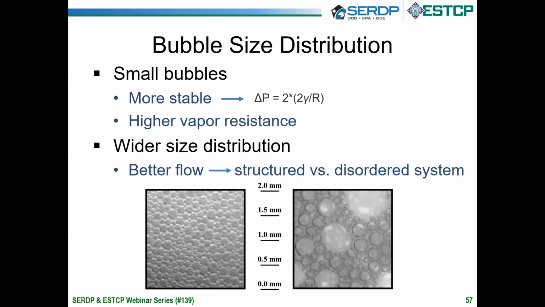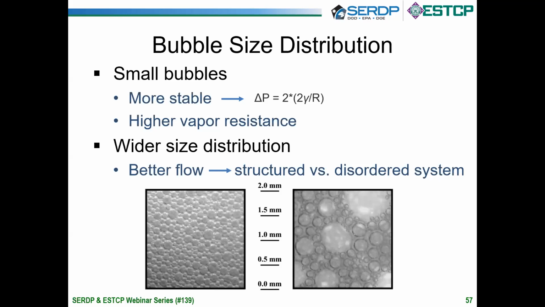When vapor diffuses through a foam blanket, it goes through the bubbles. So it jumps from one bubble to the next. And clearly, the smaller bubbles we have, the more bubbles it has to jump through. So that gives us a higher vapor resistance. And finally, if we have a wider size distribution, we get better flow.